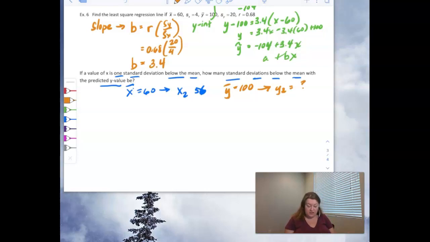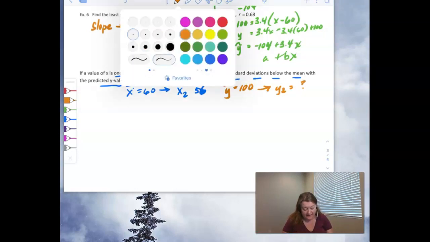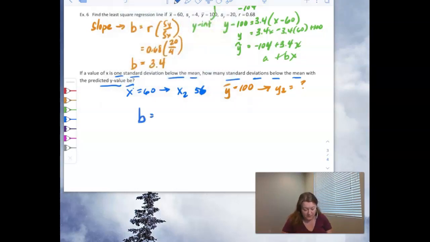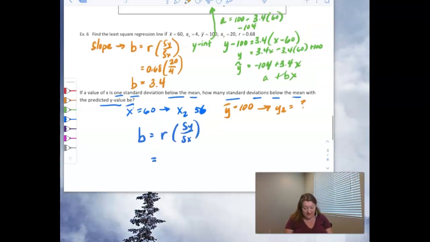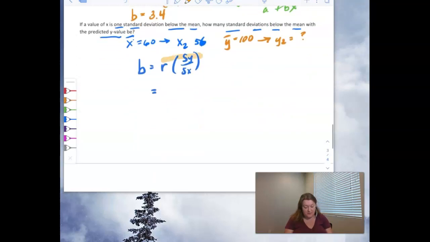One of the things I could do is just plug in the new number of 56, calculate it through, find the new y, and then do a proportion. Or I could go back and think about this as the formula b equals r s sub y over s sub x. Basically they are saying what happens if s of x goes down 1 standard deviation? Well, this entire part of the equation has to stay the same. We're not changing the slope any, right?